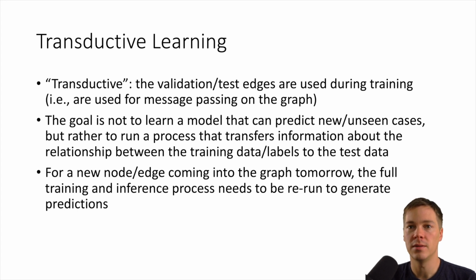And taking a step back, the goal in this case is not to learn a model that can predict new and unseen cases, but rather it's more like running a process that transfers information about the relationship you have between the training data and labels, but you want to transfer that information to the test data. And for a new node and edge that comes into the graph tomorrow, you're going to have to run the full training and inference process again to generate predictions for these new things. You can't use the model you trained yesterday.